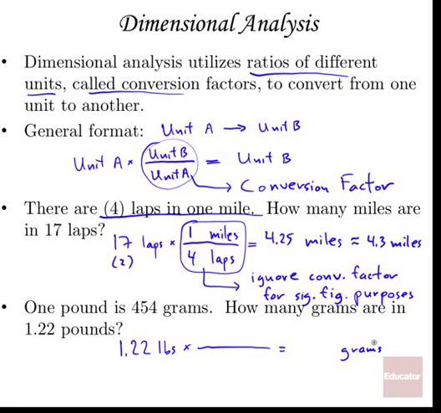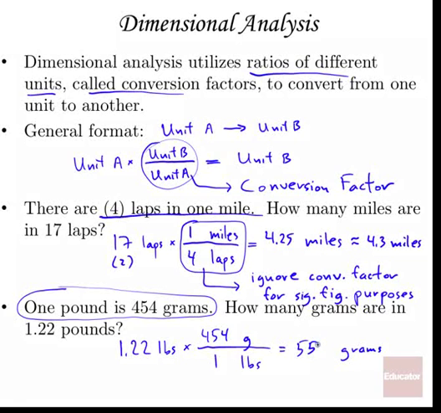Okay, so I want to cancel pounds, so that goes downstairs. I want to keep grams, and that's going to go upstairs. You're told that 1 pound is 454 grams. And so 1 pound on the bottom and 454 grams on top. And that's going to give us an answer of 553.88 grams. And so here we have 3 sig figs. And so our answer is going to round to 554 grams.